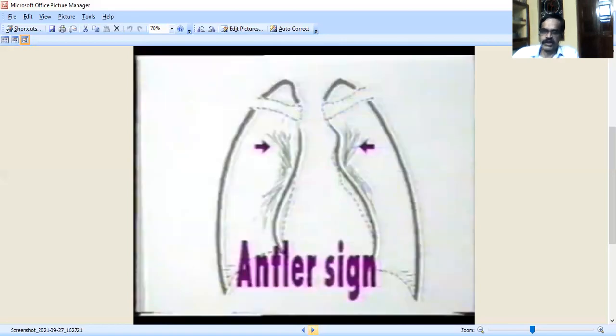You can see the pleural effusion also, isn't it? All the other features are masked. So you see the antler sign. In pulmonary edema, the first sign is the antler sign. The upper zone vessels will be prominent like the horns of an antler. It is known as the antler sign, isn't it?